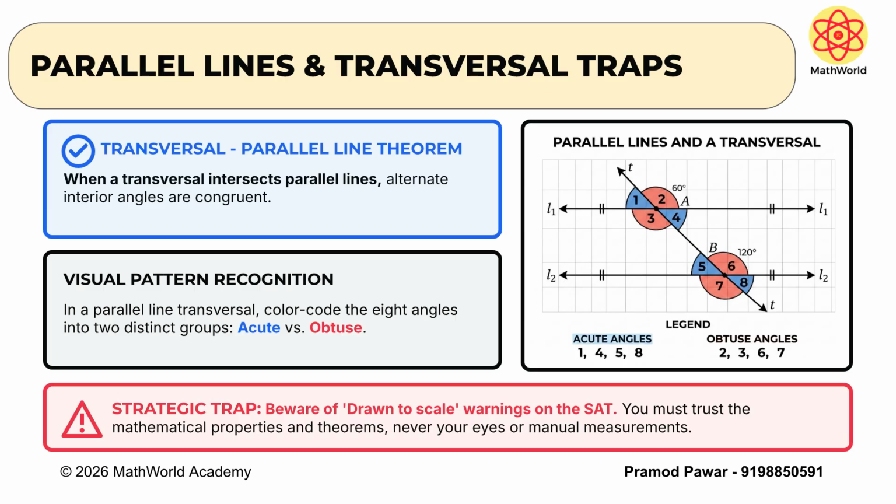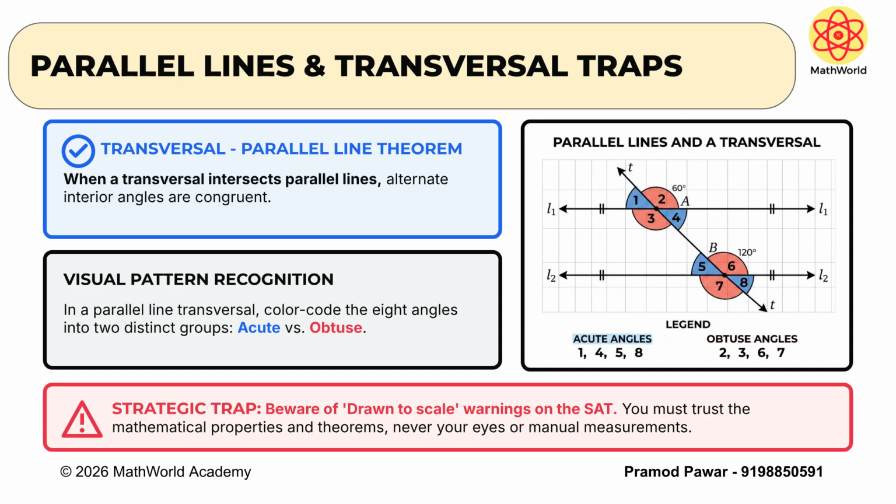When that transversal cuts through, it creates a visual pattern you need to recognize instantly. Remember the letter Z, or N. This is simple. There are a total of 8 angles. All the acute angles are identical, and all the obtuse angles are identical. That's it. Also, any acute and any obtuse angle will add to 180 degrees.